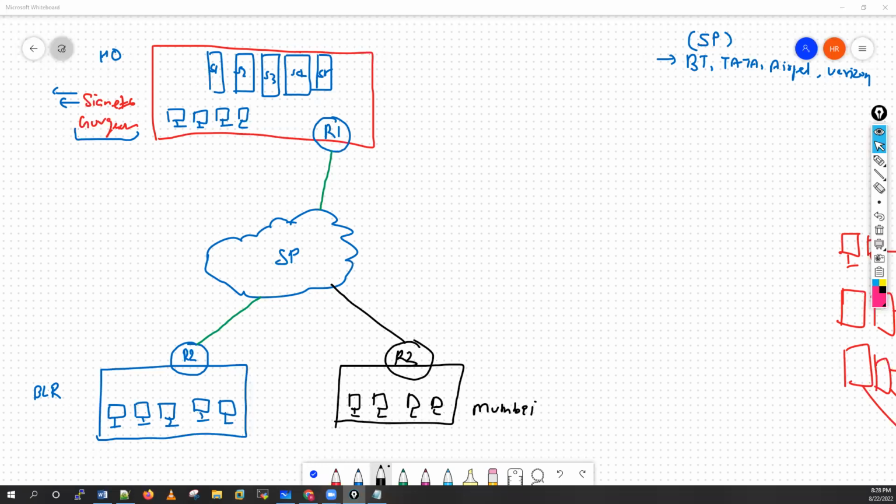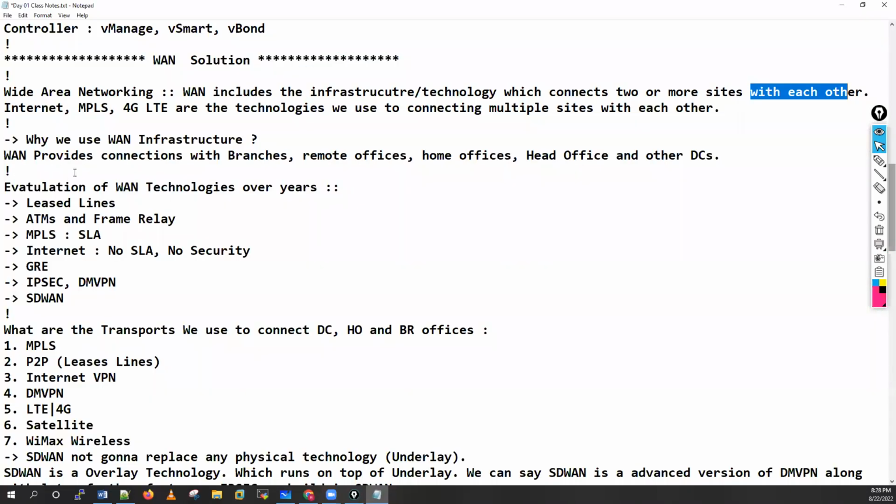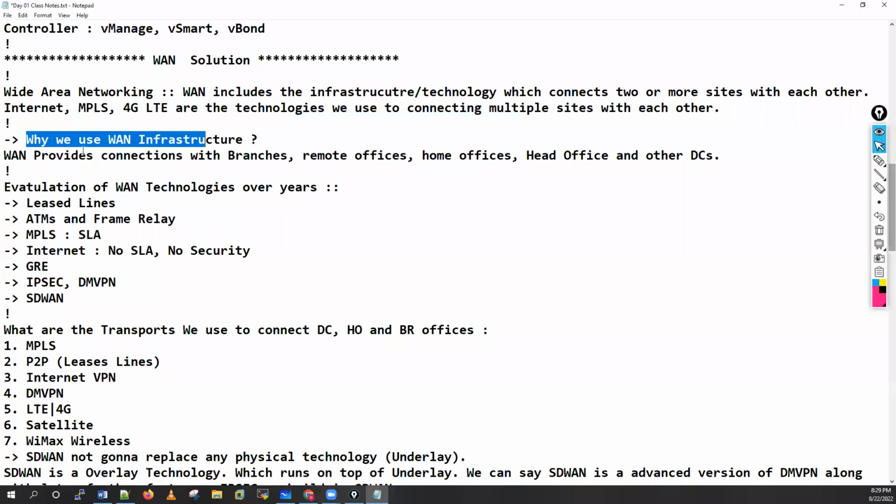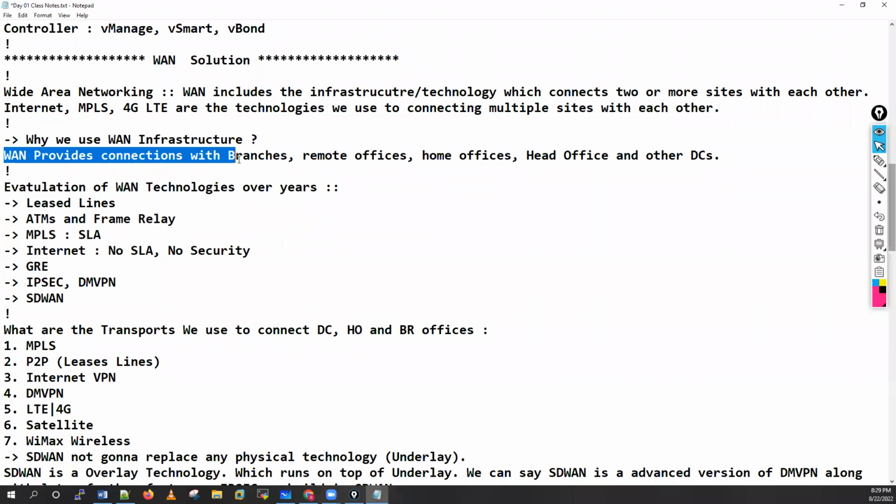Now, generally what we use, internet, MPLS, 4G are the technologies which we generally use for connecting multiple sites with each other, guys. Now, why do we use WAN infrastructure? WAN provides the connection between branches, remote offices, home offices, head offices, and other data centers. So that's why we use WAN infrastructure, or your wide area network infrastructure.